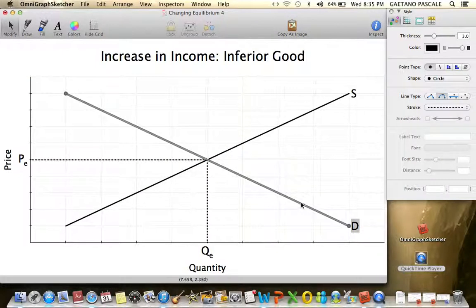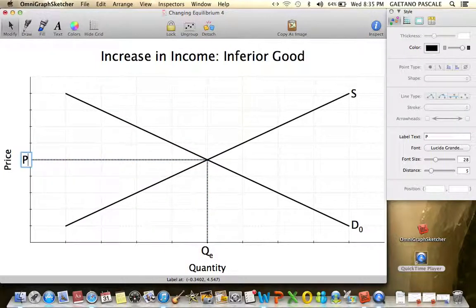So we have our downward sloping demand curve, our upward sloping supply curve, and where they intersect we have our equilibrium price and quantity. Again, as soon as we see that there's an increase in income, we know that the demand curve is going to be impacted. So I can put the D0 in here to show that this is my original demand curve. And here's our equilibrium price and quantity, and let me change these to P0 and Q0 to show us that these are our original equilibrium price and quantity.